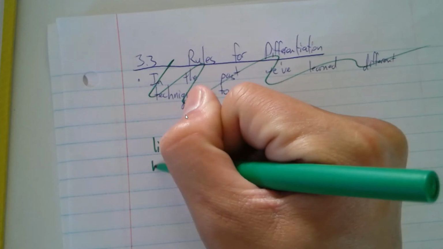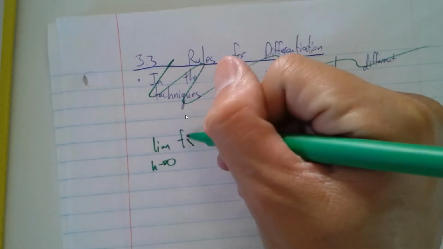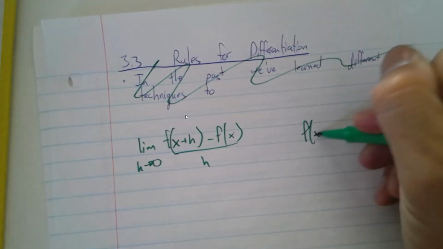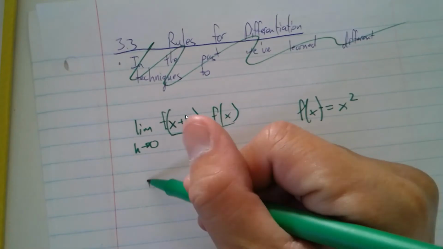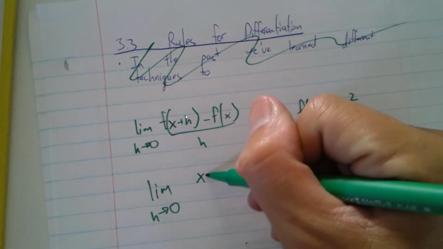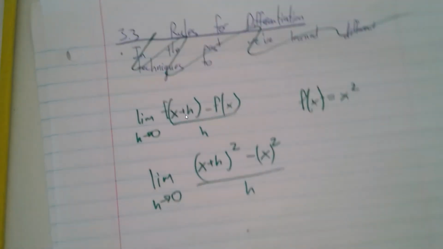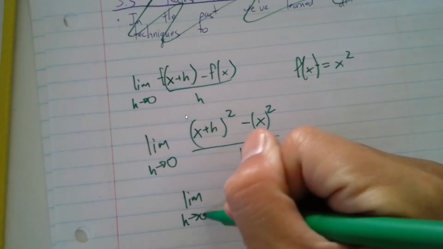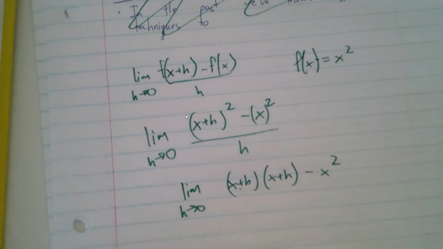I'm going to do the limit as h approaches 0 of f of x plus h minus f of x over h. f of x is equal to x squared. Okay, and then I'm going to have the limit as h approaches 0 of x plus h squared minus x squared over h. So I'm doing the old way. You guys do the new way. I have x plus h times x plus h minus x squared over h.